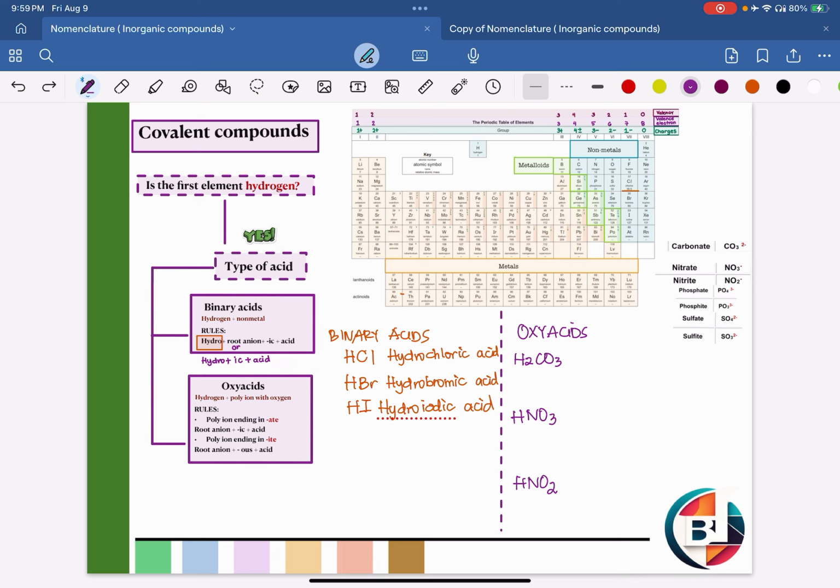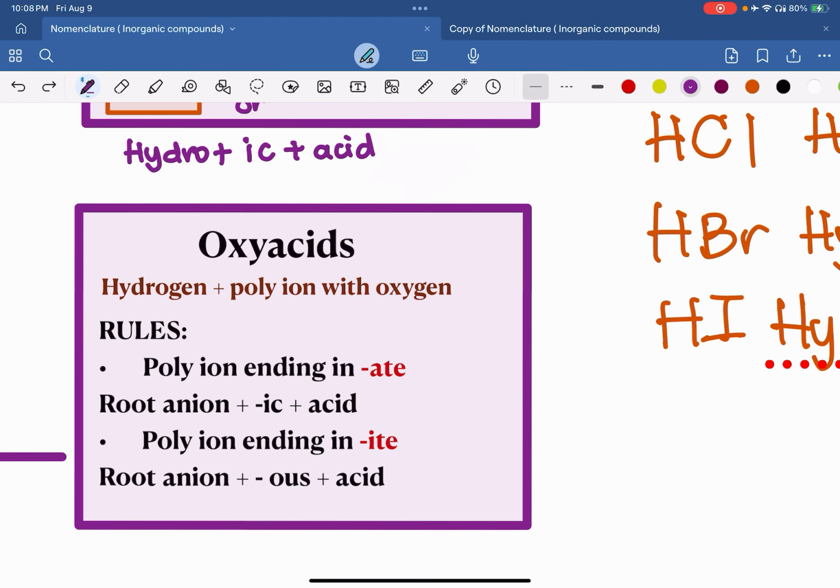Moving on to your oxyacids. When you are naming oxyacids, it's very important for you to give priority to the original name of your polyions. Why is this important? That is because if the polyion ending is ATE, you need to change the suffix into IC and add the word acid. But if your polyion is ending in ITE, your suffix must be OUS and just the word acid.